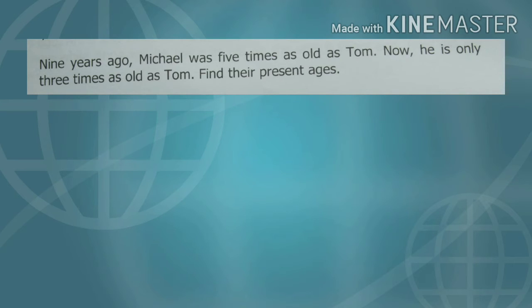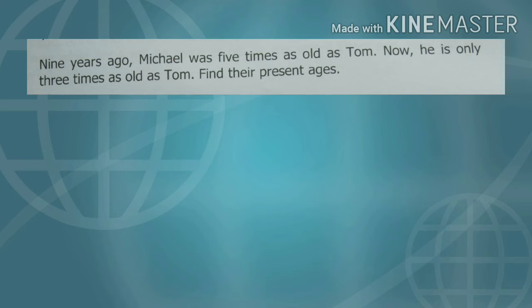9 years ago, Michael was 5 times as old as Tom. Now, he is only 3 times as old as Tom. Find their present ages. So this problem involves 2 persons, Michael and Tom. The problem is asking for their present ages. So we will start on the present. So now, he is only 3 times as old as Tom.